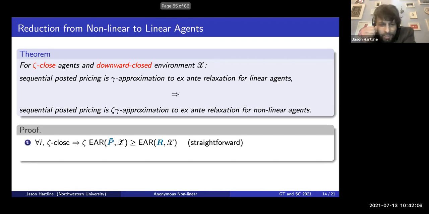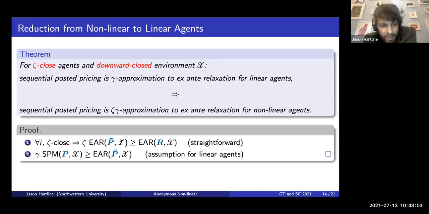So here's the proof. Okay, it's very simple. First we're going to look at the ex-ante relaxation, and we're going to start with the ex-ante relaxation for the original environment running the optimal mechanisms. The point is that if these agents are zeta close, that means I can take the solution to the ex-ante relaxation, and I can find ex-ante allocation probabilities that are still feasible by decreasing the allocation probability. And this is why we require downward closure, because it allows us to decrease the allocation probability to find ex-ante allocation probabilities where the revenue is a zeta fraction of the revenue from the original ex-ante program. So this is a straightforward argument to make.